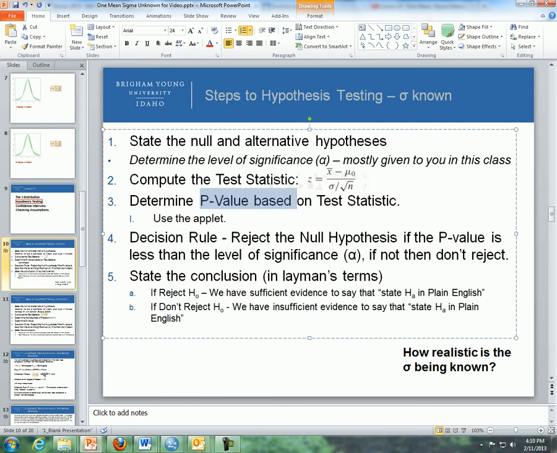And then step 3 is from our test statistic we used an applet to get our p-value. And then step number 4, we went to the decision rule where we reject the null hypothesis if the p-value is less than our level of significance. If it's not, then we don't reject the null hypothesis. And then we state our conclusions.